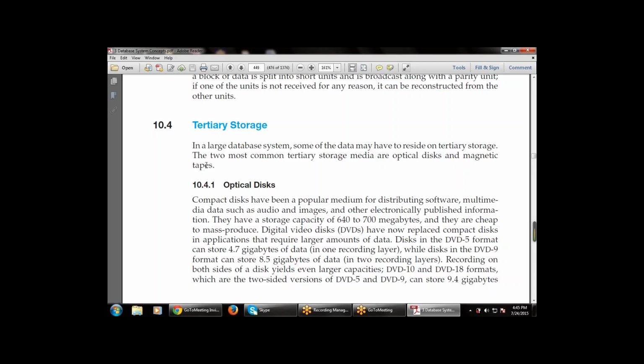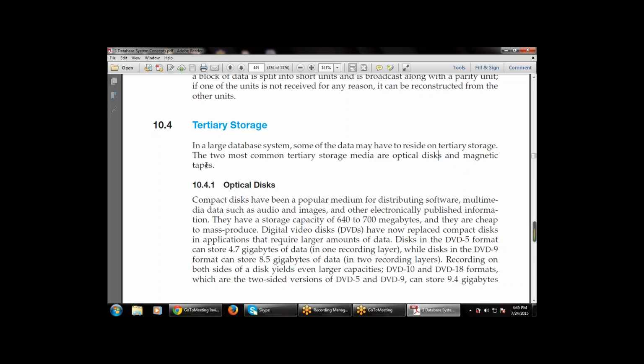They have a capacity of 640 to 700 MB, and they are cheap to mass produce. DVDs have now replaced them in most applications where we want to receive a large amount of data. Suppose I have 5 GB of data that I want to store and I don't have a pen drive. I will store the data on a DVD, a digital versatile disk, which has a capacity of 4.7 gigabytes.